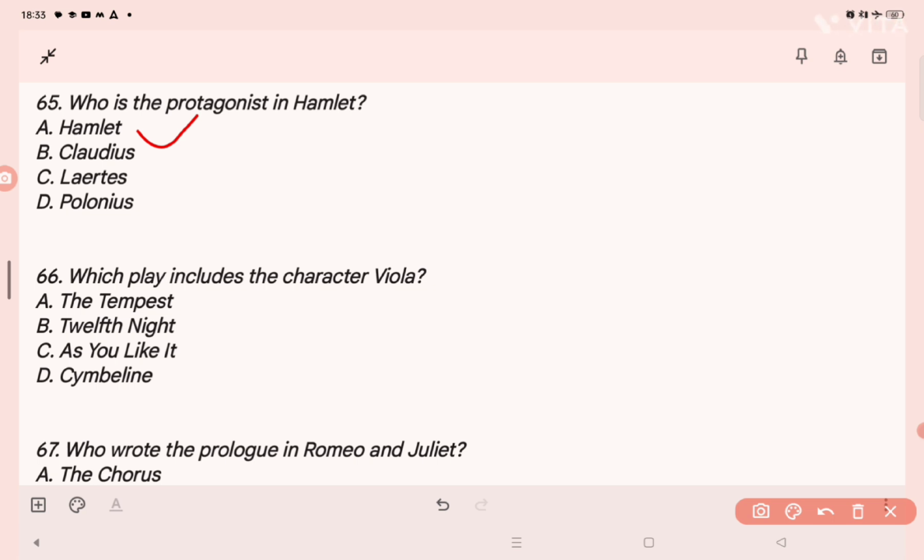Which play includes the character Viola? Option B, Twelfth Night. Viola is one of the main characters in Twelfth Night, disguised as a man, Cesario.